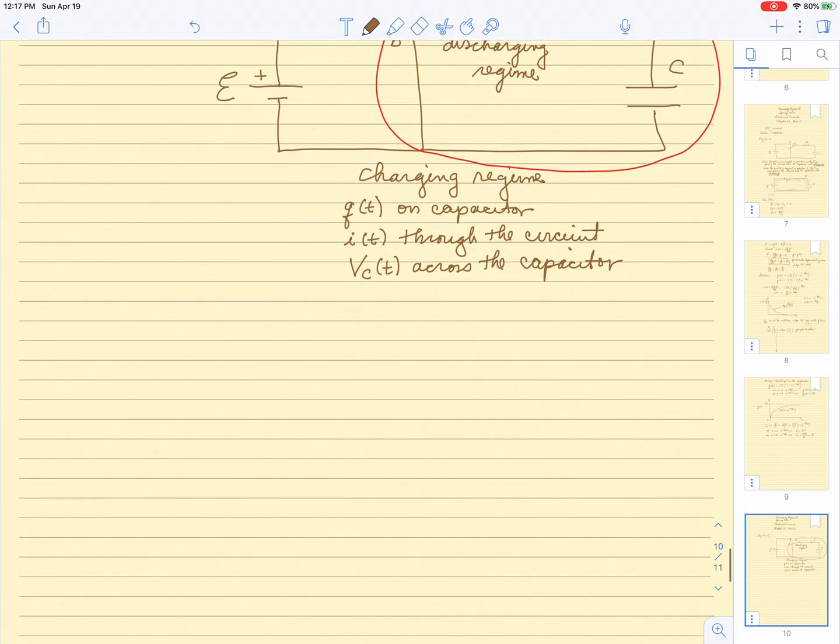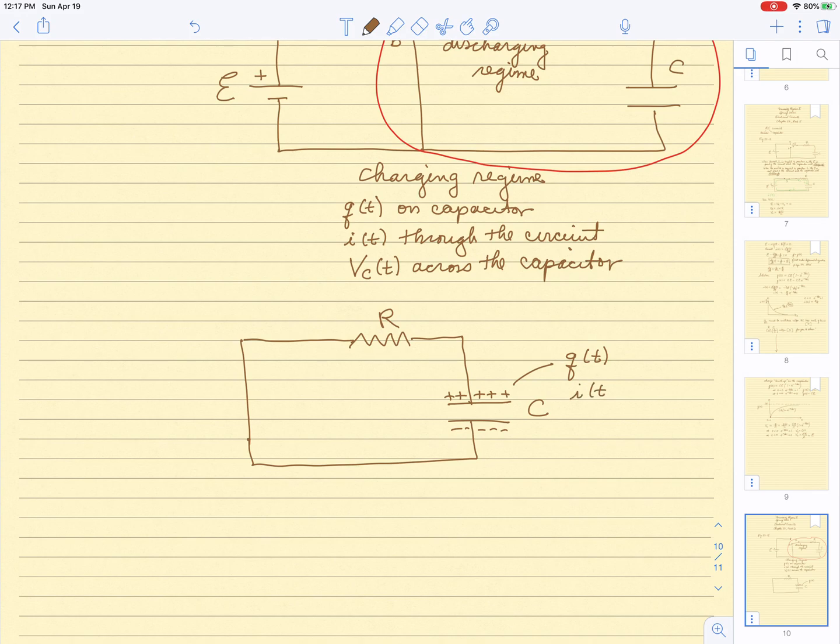So let's just redraw that and simplify it. What we have then is a resistor and a capacitor in series. The capacitor is charged. This is the resistor. Here's the capacitor. And we want to look at what happens now with the charge on the capacitor as a function of time, and we can also look at the current as a function of time. We could look at the voltage across the capacitor as a function of time. We could also look at the voltage across the resistor as a function of time as well.